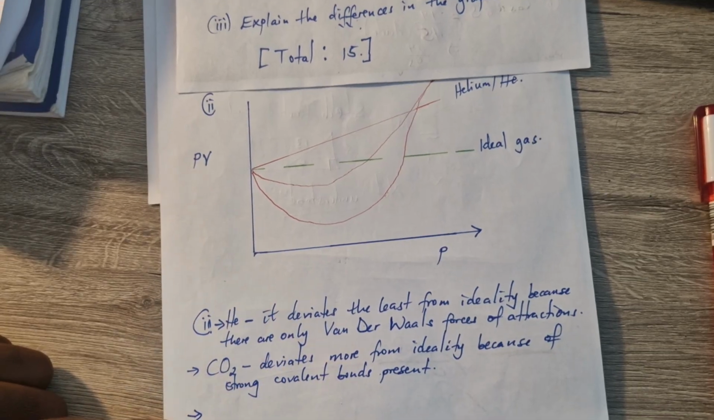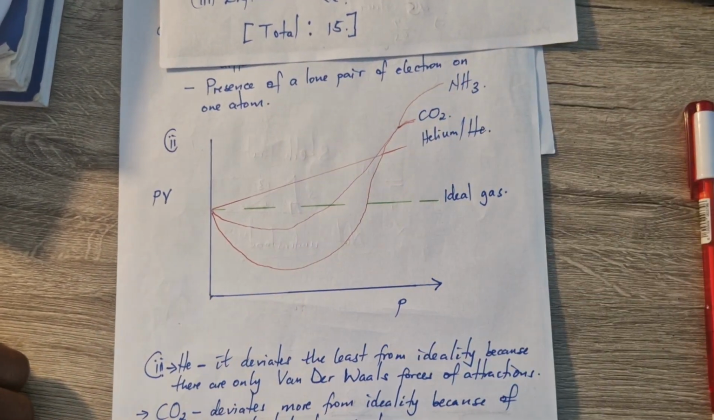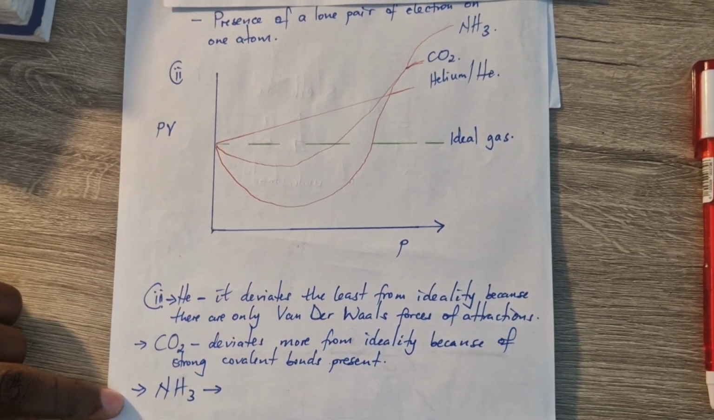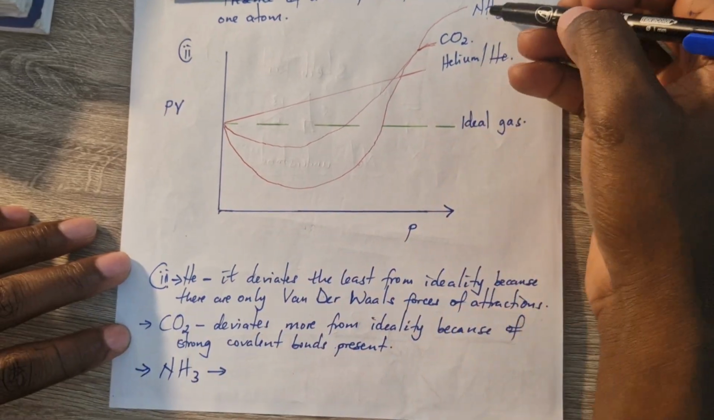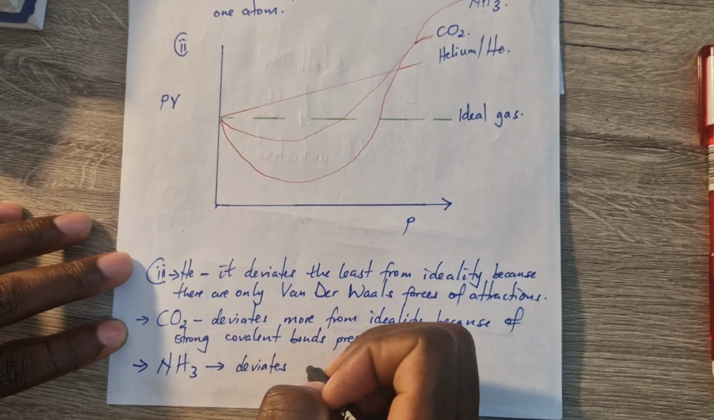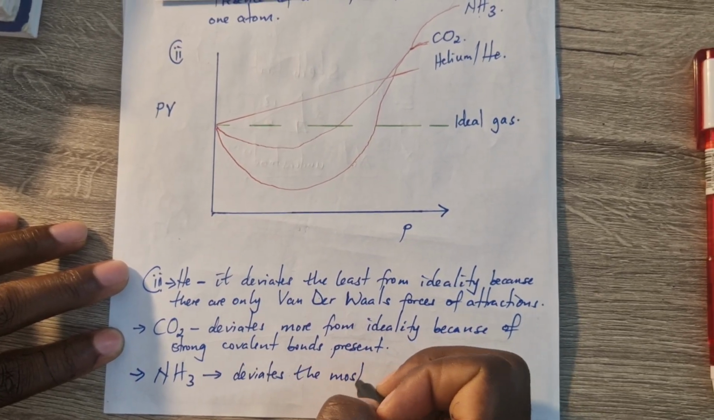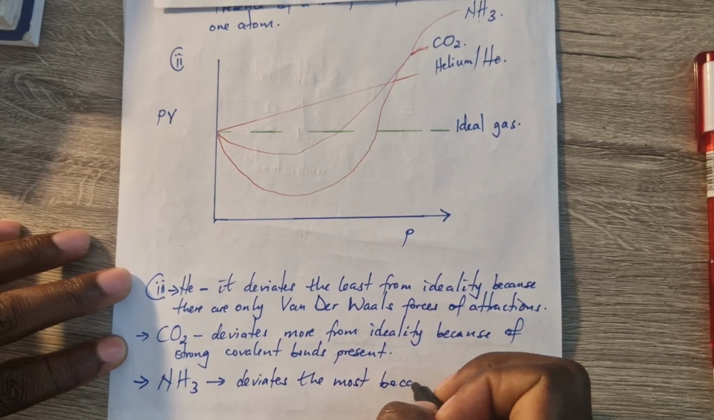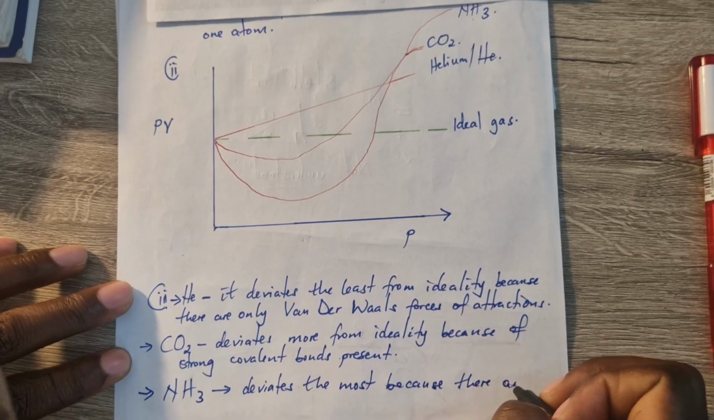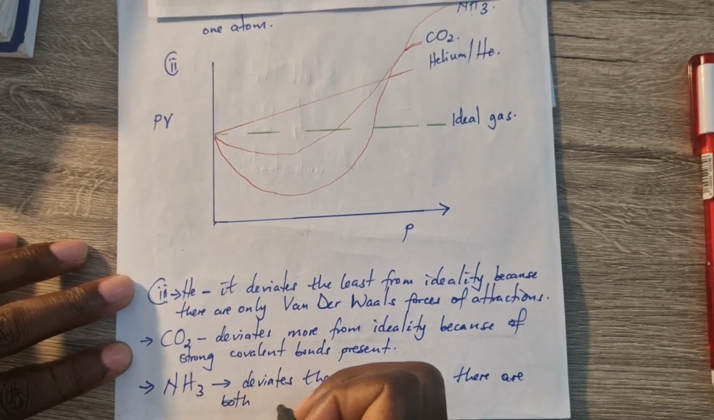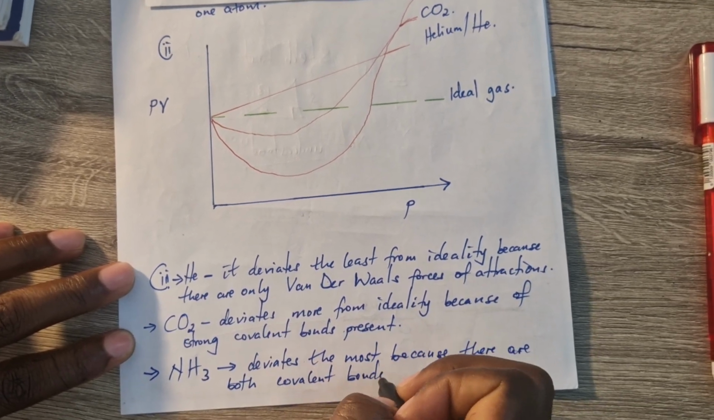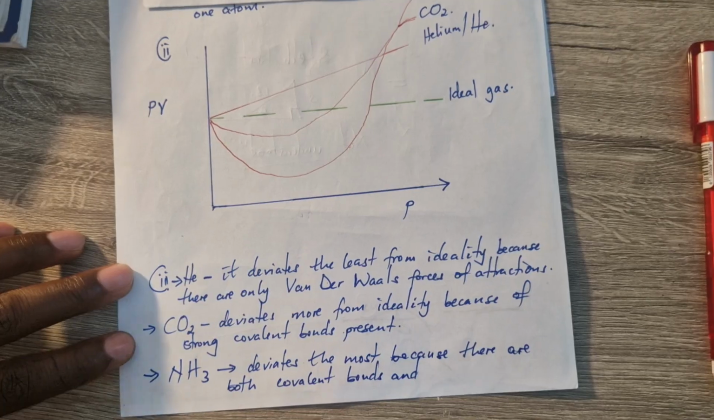Then lastly, we want to explain the graph of ammonia. So NH3, this one deviates the most, because they are both covalent bonds and the hydrogen bonds.